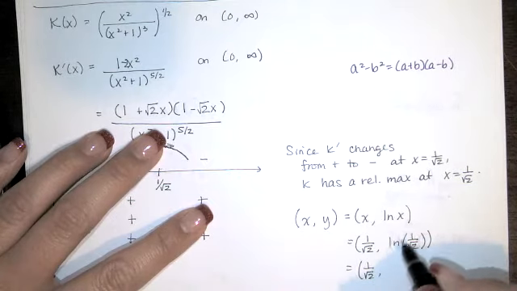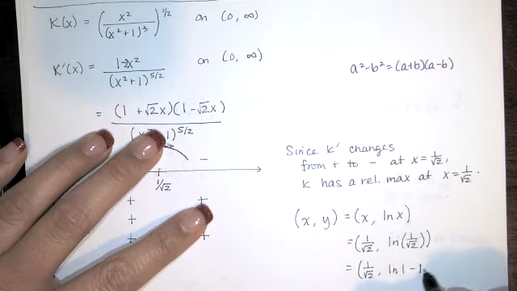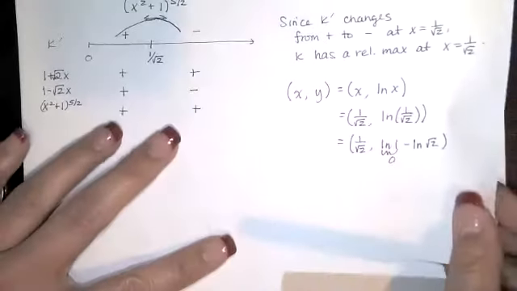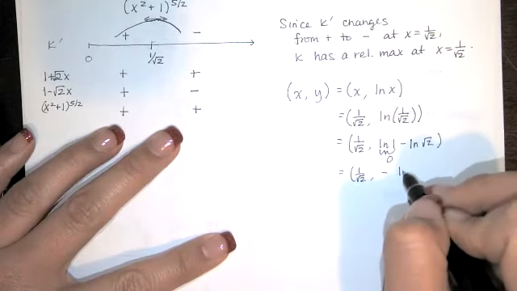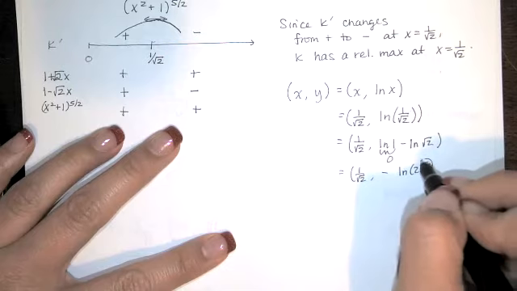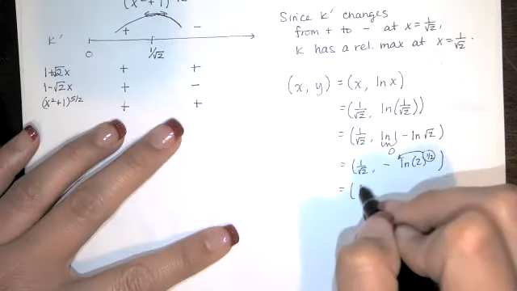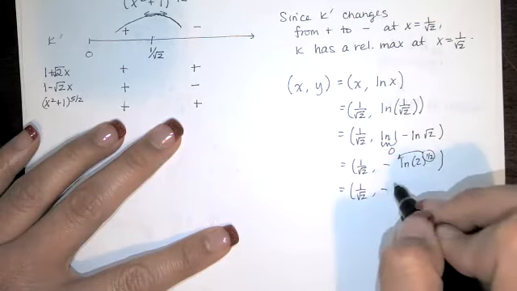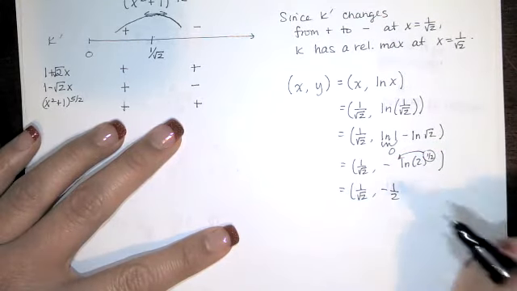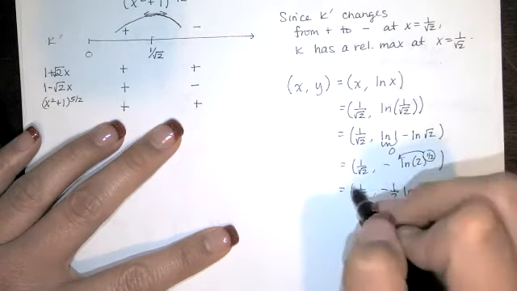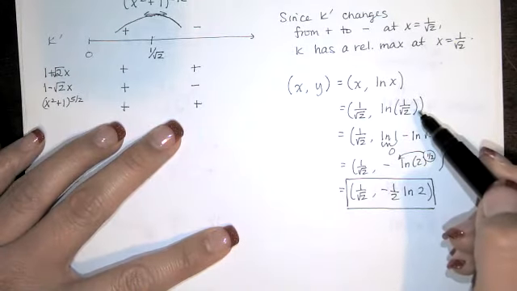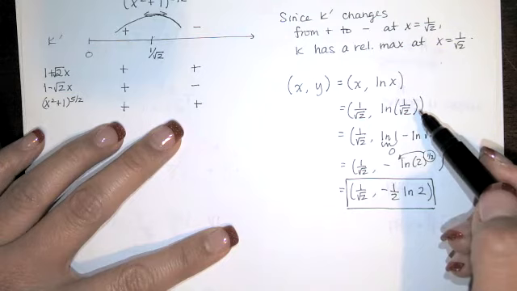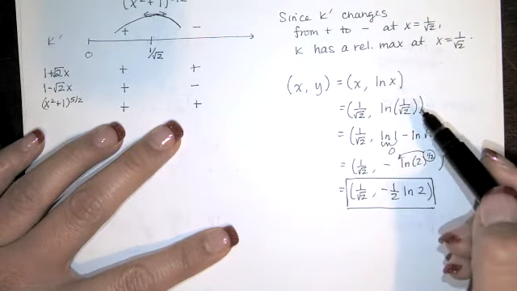Or you can use log properties. Log of a over b is log of a minus log of b. Log of 1 is 0, so you could write that. Square root of 2 is 2 to the 1/2, and you can bring that power down out front. So we'll have 1 over square root of 2 as our x value, and negative 1/2 natural log of 2 as our y value. Now, as far as I'm concerned, this is fine. This is a fine answer for the point on the curve where the curvature is at a maximum.